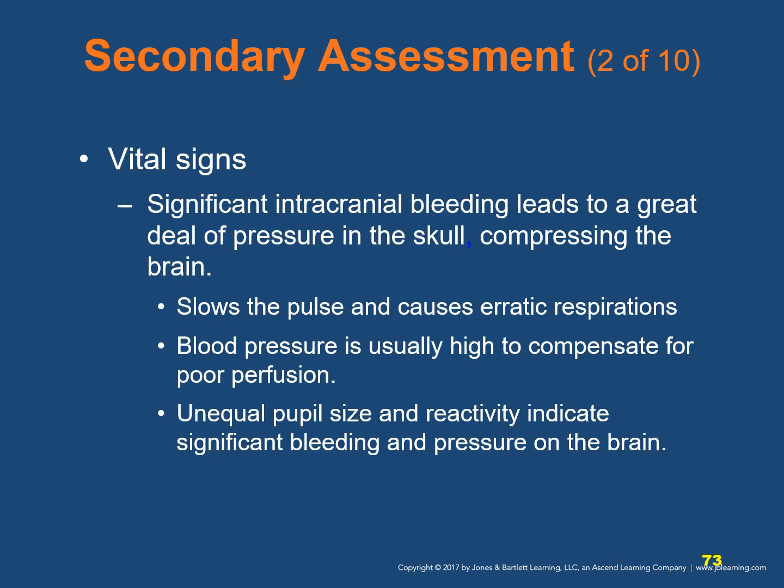Vital signs. Patients with significant intracranial bleeding may have a great deal of pressure in the skull that is compressing the brain. This slows the pulse and causes respirations to be erratic. Blood pressure is usually high to compensate for poor perfusion in the brain. Unequal pupil size and reactivity indicate specific bleeding and pressure on the brain.